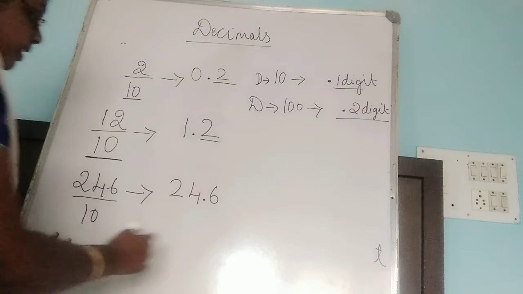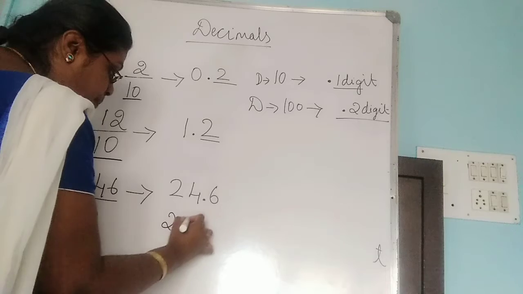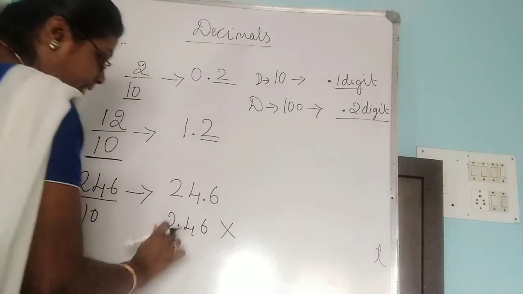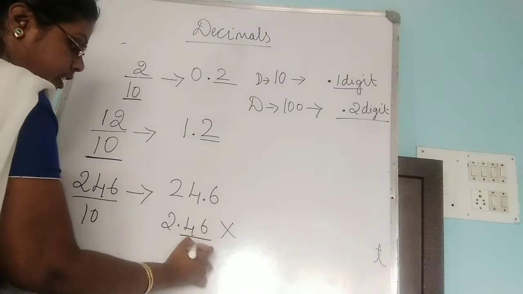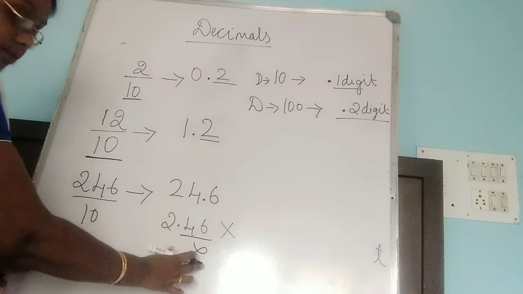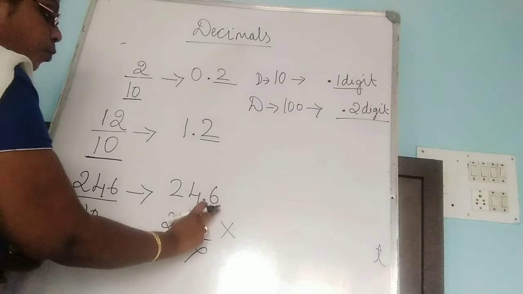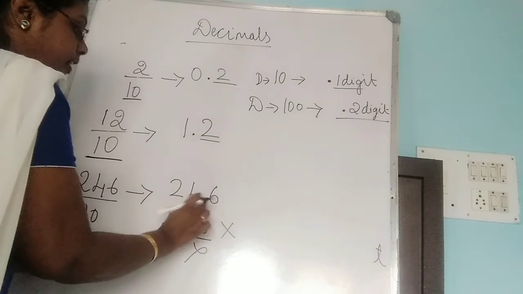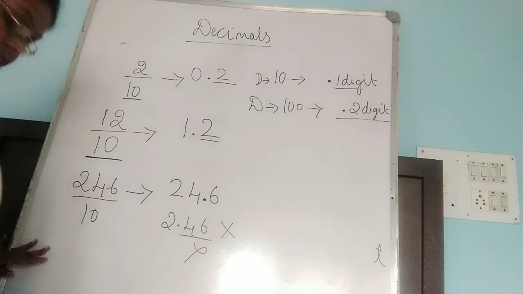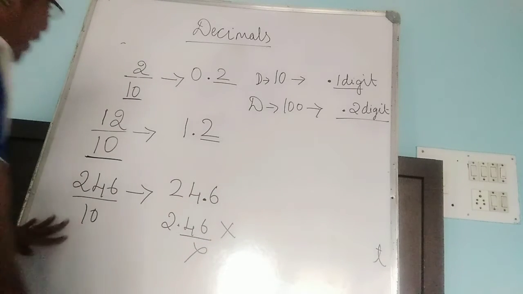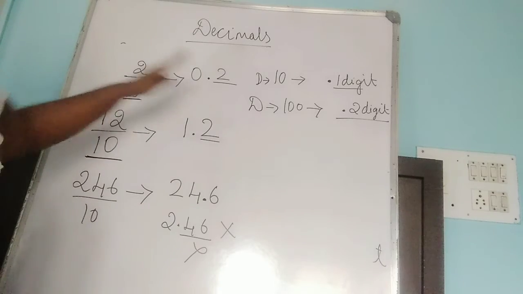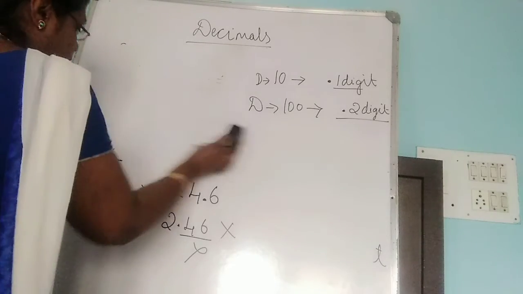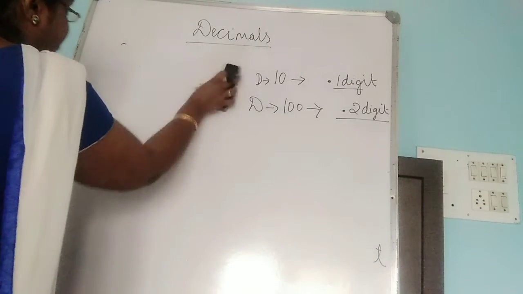For example, if I keep the point here, this is wrong for 10, because after the point you have two digits. After the point you should have one digit. So I have 24.6; if I keep the point over here, then this will be correct for 10. Is it clear? So this is how you write the fraction as a decimal. Now we will move on to the hundredths part.